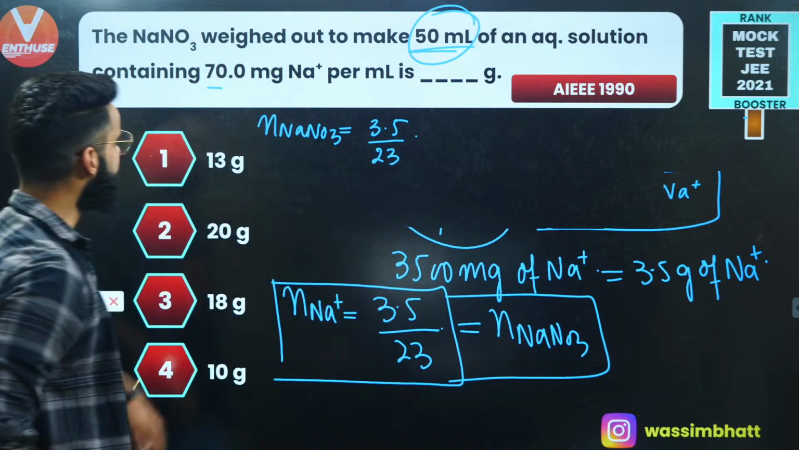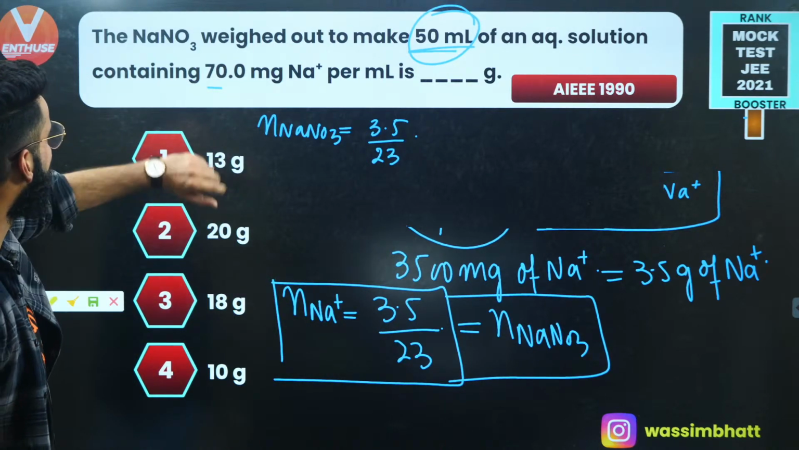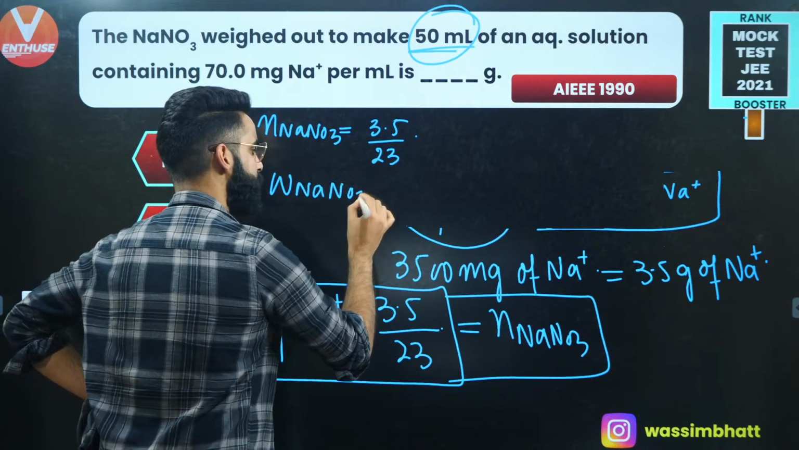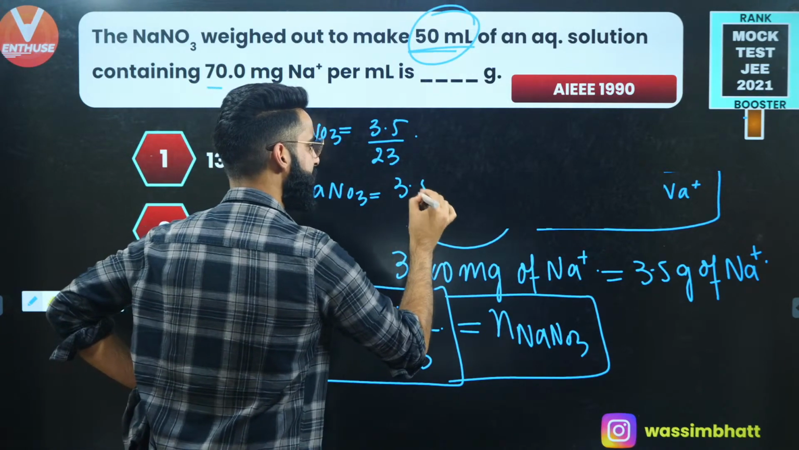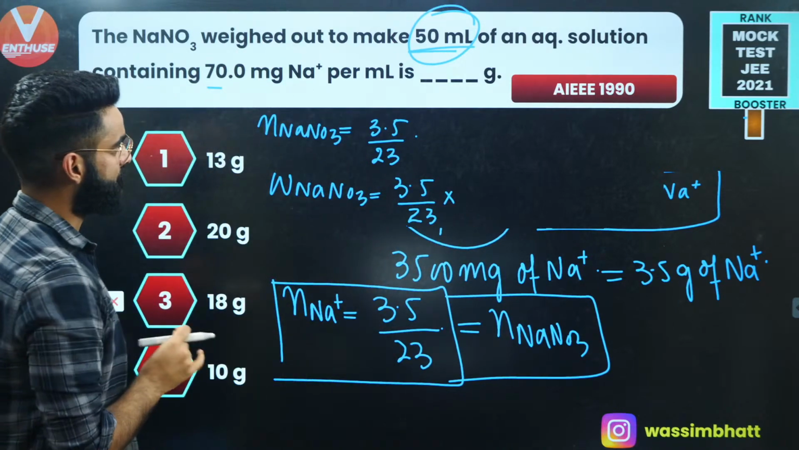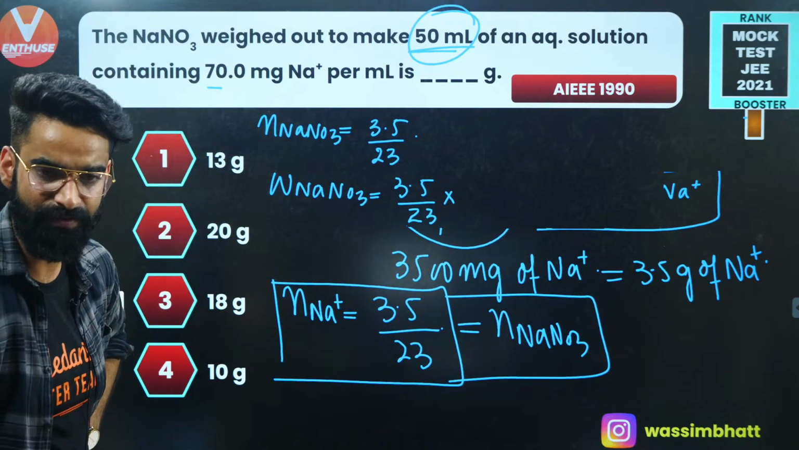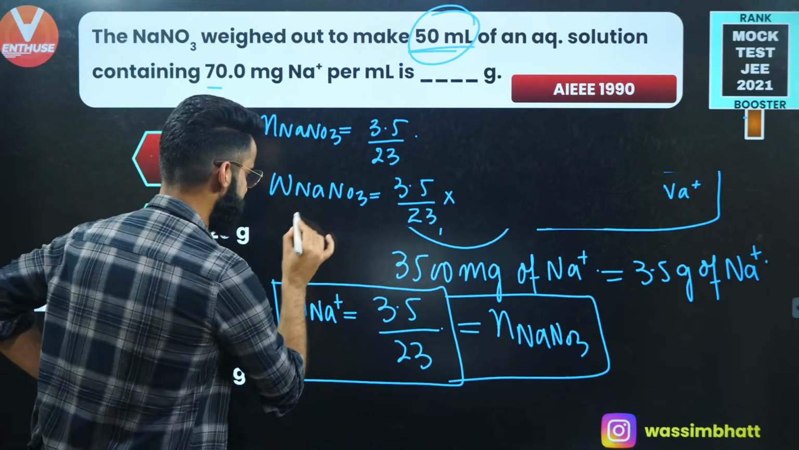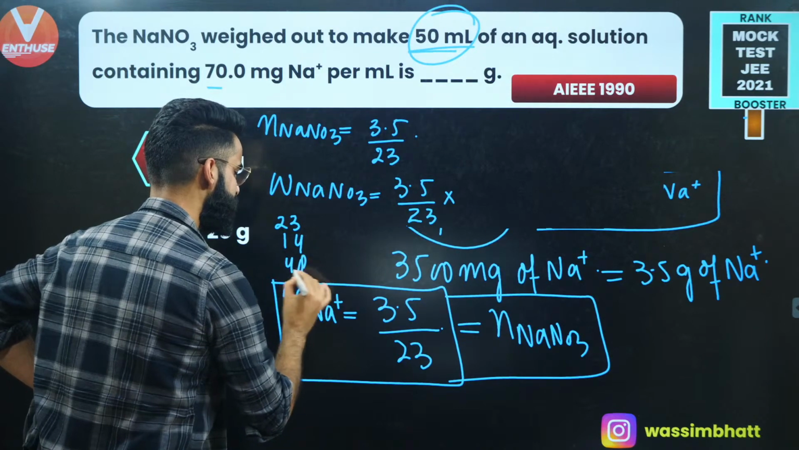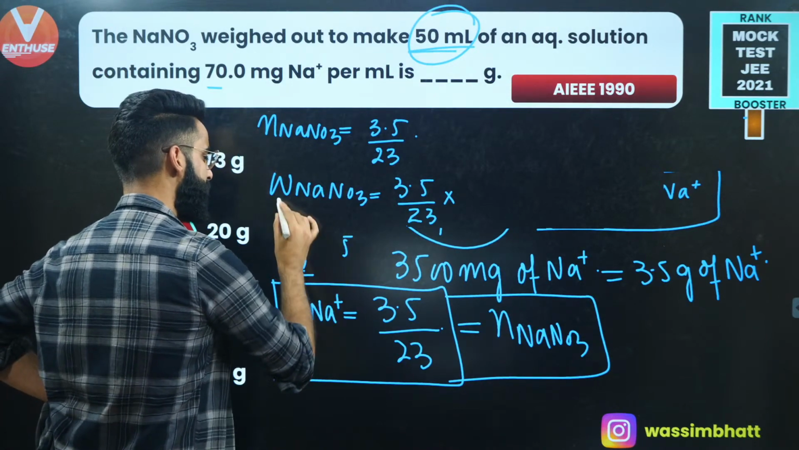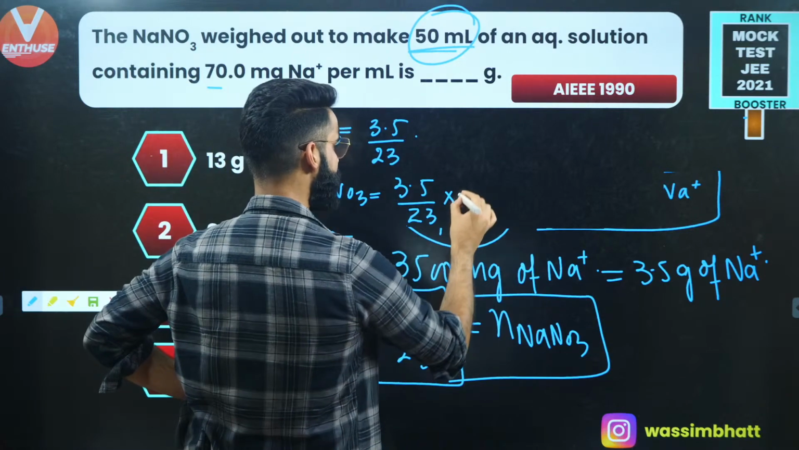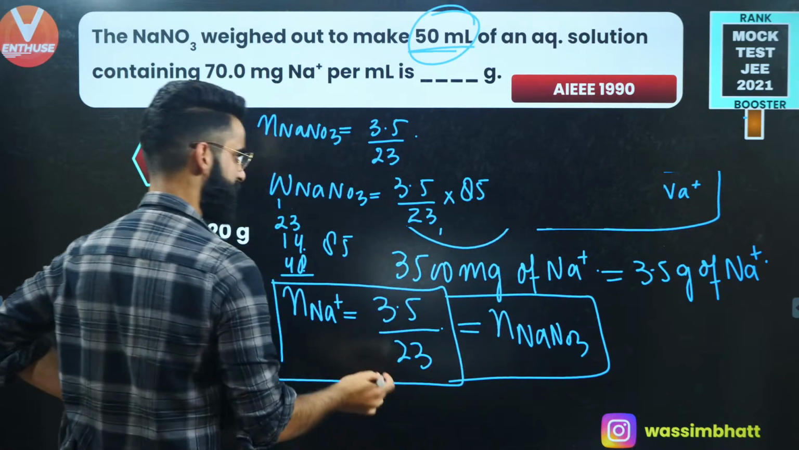But am I supposed to calculate moles of NaNO3? No, I need to calculate the mass of NaNO3. So the mass of NaNO3 in the solution is going to be equal to moles of NaNO3 multiplied by the molar mass of NaNO3. Now, what is the molar mass of NaNO3? Sodium 23, nitrogen 14, 3 oxygens 48, so 85. So 85 grams per mole is the molar mass of NaNO3.